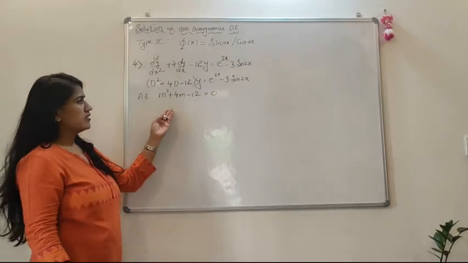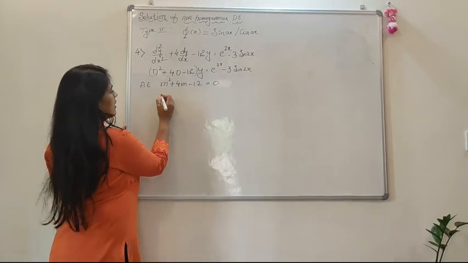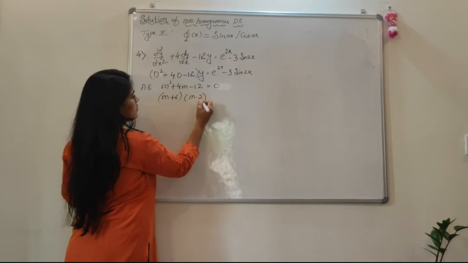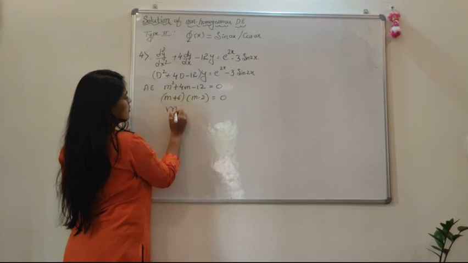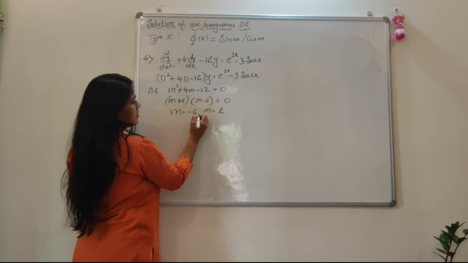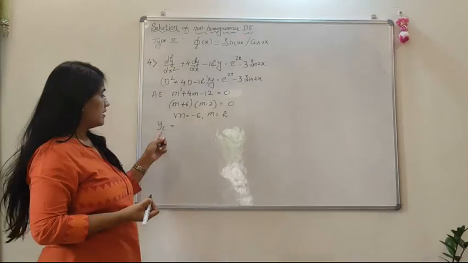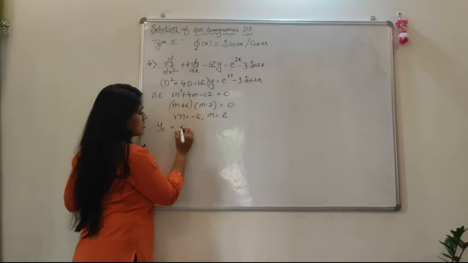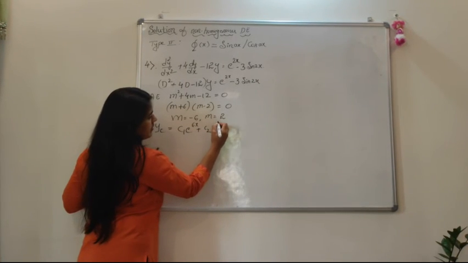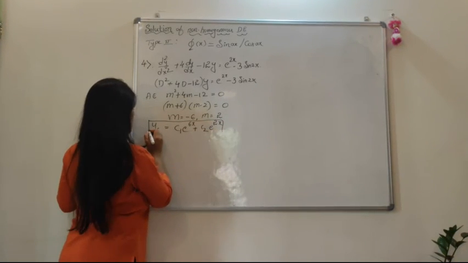So the auxiliary equation: m square plus 4m minus 12 equal to 0. It will be factorized. 6 2s are 12, plus 6 minus 2. So I'll write it as m plus 6 into m minus 2 equal to 0. So m is equal to minus 6, m is equal to plus 2. These are two roots, so roots are real and distinct. So the complementary function is c1 e power 6x plus c2 e power 2x. So yc got completed.